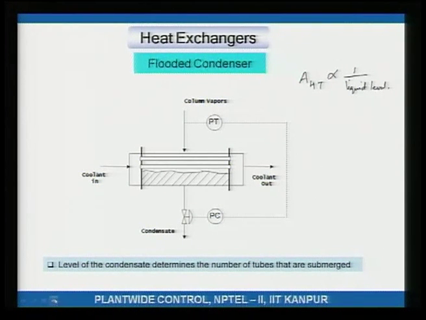So the pressure control will have to be loose. That is because in response to a change in the flow out of the condensate, the level changes slowly and therefore the pressure changes slowly, right. So that is the price that you pay. You combine two units into one and the price that you pay is that pressure control had to be loosened.